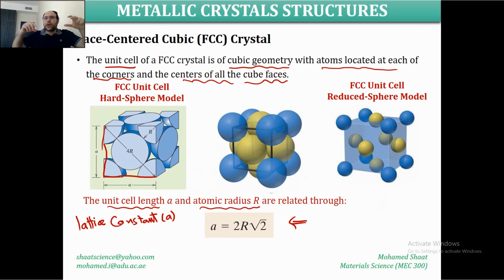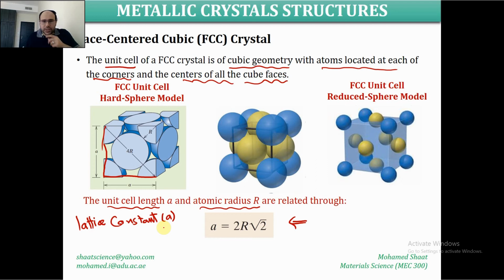Another thing is that there are atoms located at the corners of this cubic shape. Like you're going to have one atom here, one atom here, an atom here. So at each corner there should be an atom. Whether it is a complete atom or a part of an atom, this is something that we are going to discuss next. But anyway, assume that at every corner there should be an atom, which are these blue atoms as represented in this reduced spherical model.